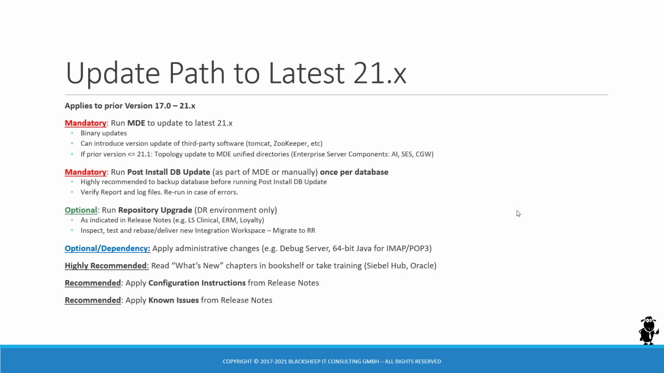Okay, just a reminder that the update, not upgrade, to 21.x includes some mandatory steps. So if you have any version between 17.0 and 21.5 that you want to update to 21.6, of course you need to run the MDE installer. The modular deployment engine applies the binary updates. It will update third-party software depending on where you come from. This will include Zookeeper. It's also mandatory to run the post-install database update, which is part of the MDE automatically, or you run it manually.